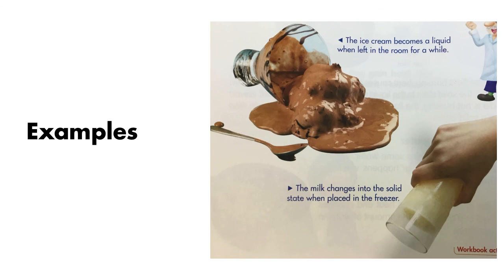These are some examples of everyday life involving heat transfer and the process of state change. For example, your ice cream melts when it is left in the room for a long time, or you're taking a long time to eat it. The ice cream melts to give you a slimy liquid mixture. When you put your milk into a refrigerator or into the freezer, the milk will actually freeze to give you a solid milk. Okay, maybe next time we can actually try this.